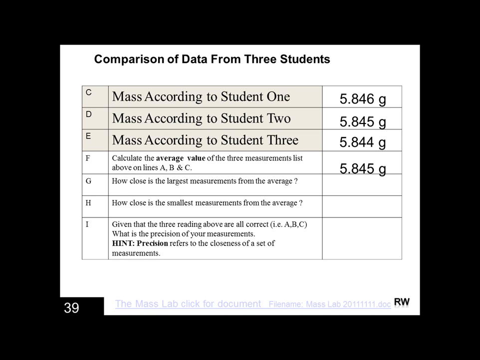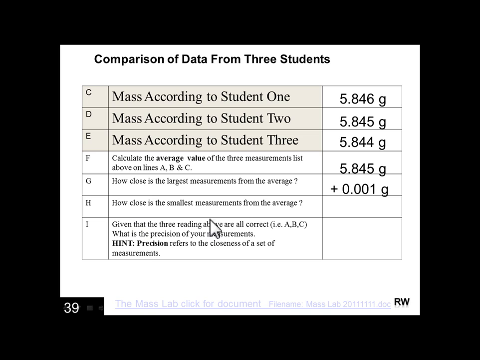The average of these numbers is 5.845. You get that by adding up all 3 numbers and dividing by 3. All right, question G, how close is the largest measurement from this average? We'll take a look. The average is 5.845. The largest number is 5.846. So if you find the difference between these 2 numbers, you'd see the difference is 0.001 grams positive. In other words, the largest number was that much greater than the average.